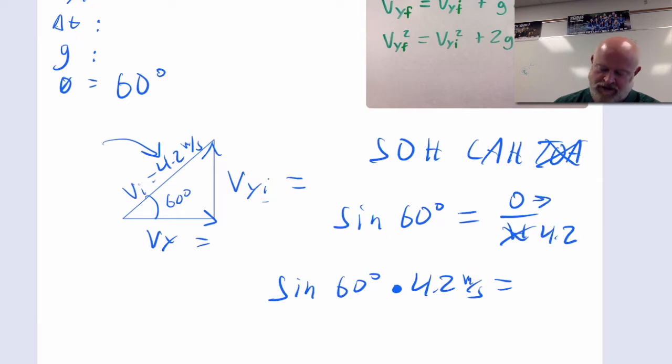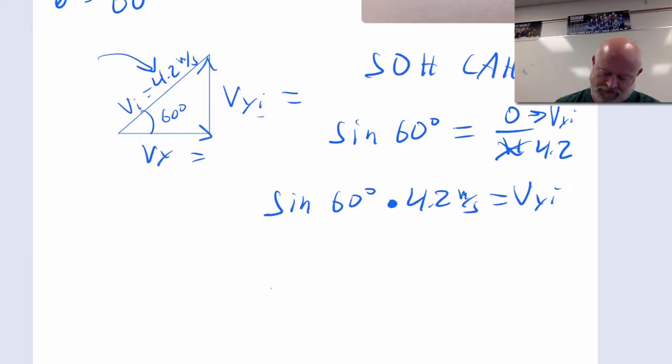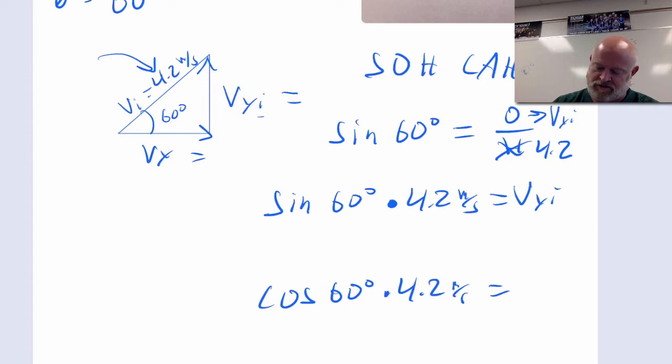And opposite, in this case, if we look over here, opposite was my velocity in the y direction. So that equals my Vyi. I can do the same thing for cosine of 60 degrees times 4.2 meters per second. That will equal my adjacent, because the CA is adjacent. So the adjacent is my Vx. So that will equal my Vx.